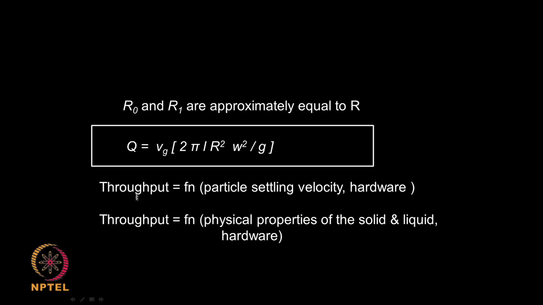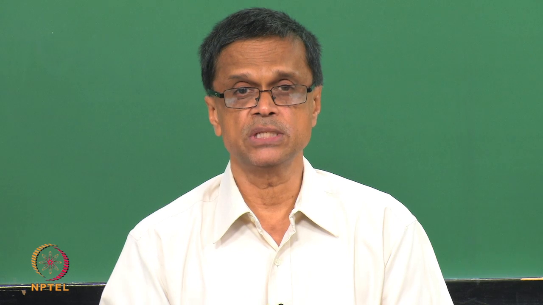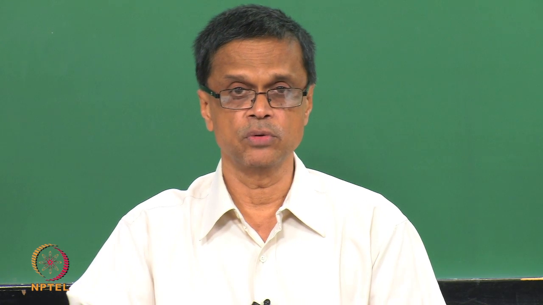So, the throughput depends on two parameters, the particle settling velocity. Again, particle settling velocity, if you remember, terminal settling velocity depends on the physical properties of the solid and liquid, like the density of the solid, density of the liquid, and viscosity of the liquid, diameter of the particle, and the term inside the square bracket is all related to the hardware. Okay. So, this is a very simple and useful relationship which we can use to do many problems. I am going to do one problem soon for you on this.